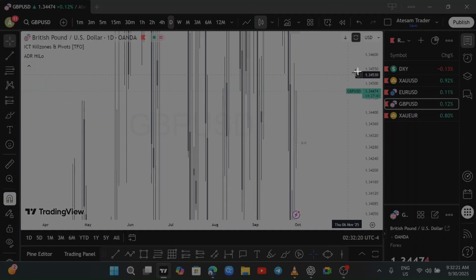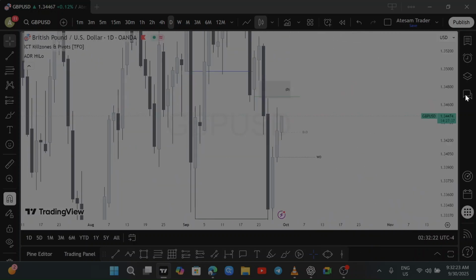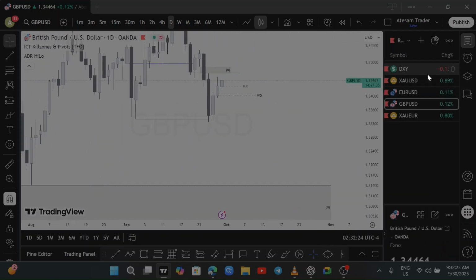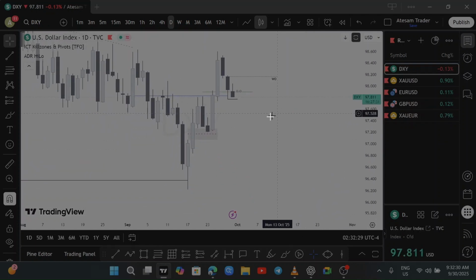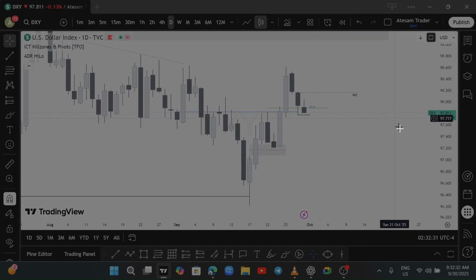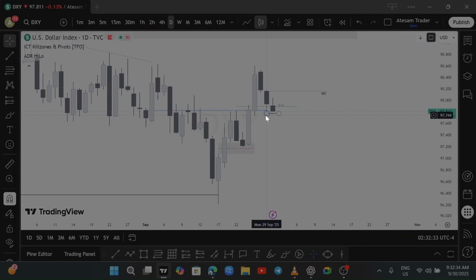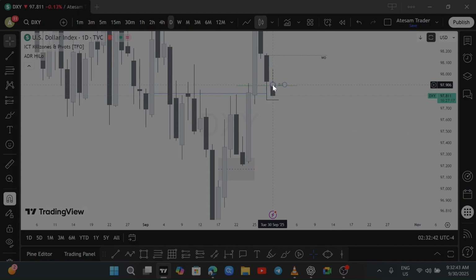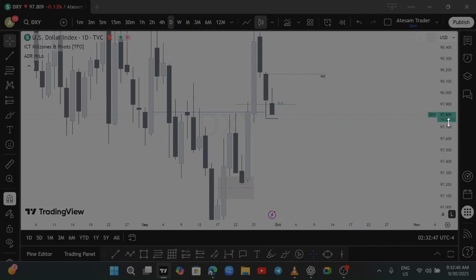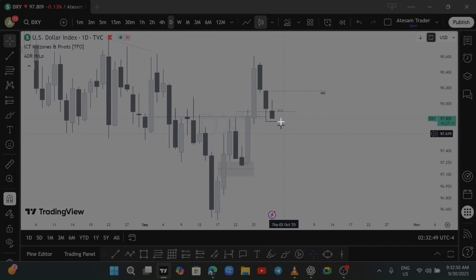Hello guys, I took one trade in GBP USD. Let's analyze first the dollar. My expectation in the dollar itself was that the dollar should come below this previous candle low, opening near the low. So my expectation is that the dollar should sweep this low and give a rejection. This was my plan for today.